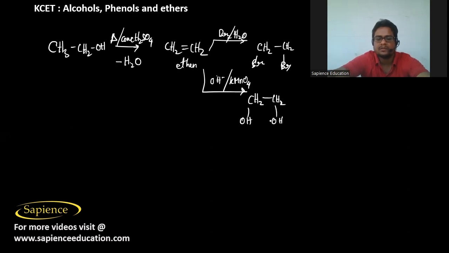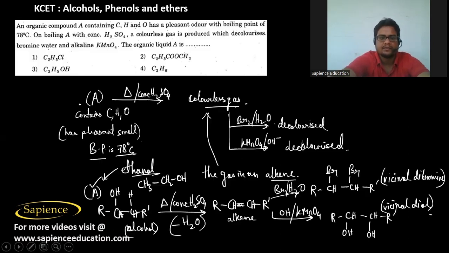which is 1,2 dihydroxy ethane. And this one is also 1,2-dibromoethane. It means the compound A is ethanol, which has a boiling point of 78 degrees Celsius. So option 3 is the correct answer.